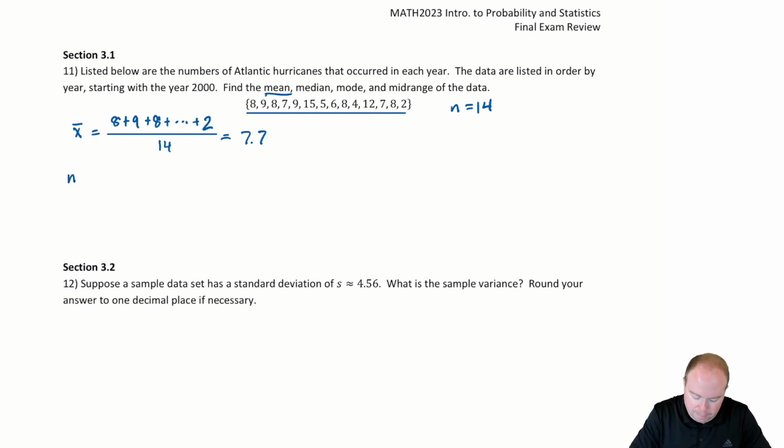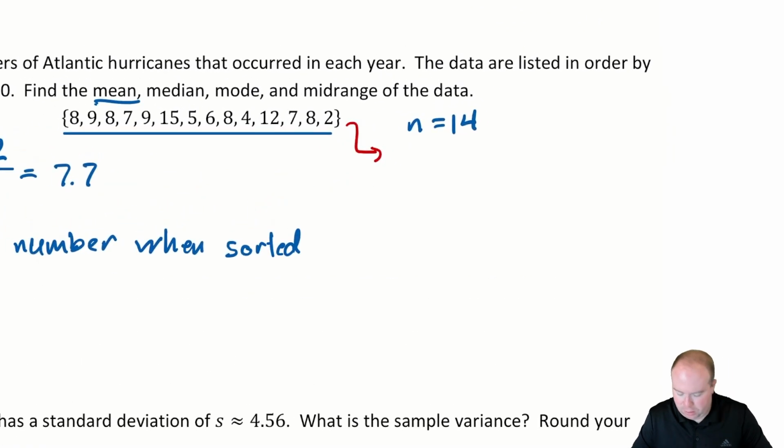The median is going to be the middle number. The downside is that to figure out the middle number, we need to remember what the median is. So let me just write this. It's the middle number when sorted. So it's not just the middle number in the list, it's the middle number when sorted. So we have to sort this data first. So let me go ahead and sort it over here, zoom in. I should have done this ahead of time.